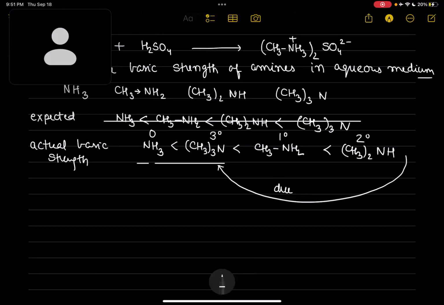Suppose NH3 accepts the H plus, it forms the ammonium ion. And that ammonium ion is going to make 4 H bonds. But this tertiary amine is going to make only 1 H bond after accepting H plus. So that effect of H bond is not as high as what we expected in the tertiary amine. As a result, tertiary amine is less basic.